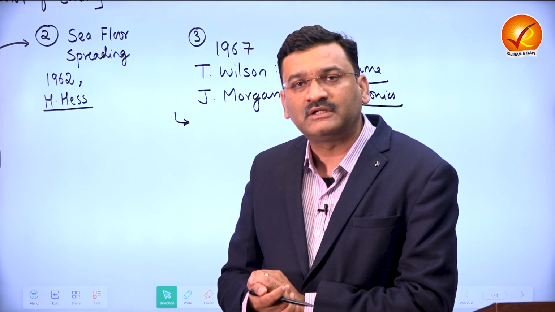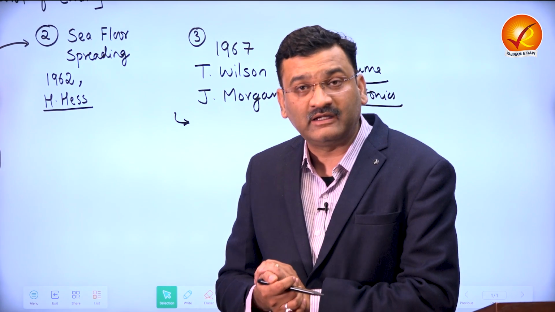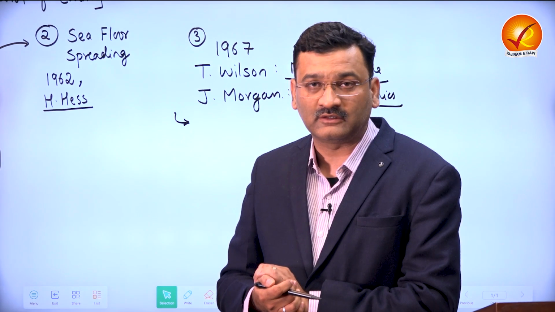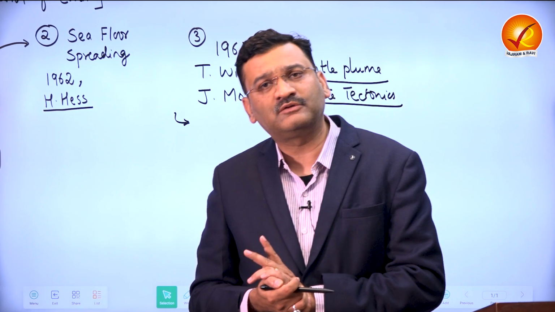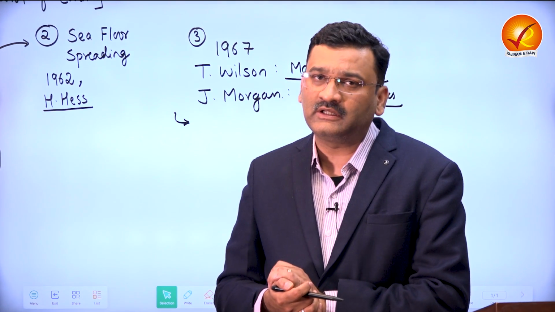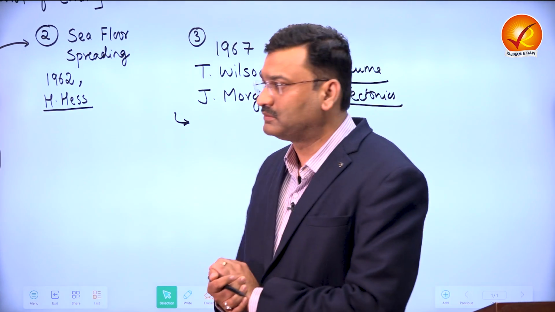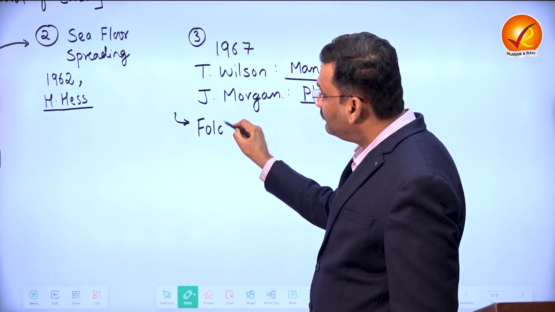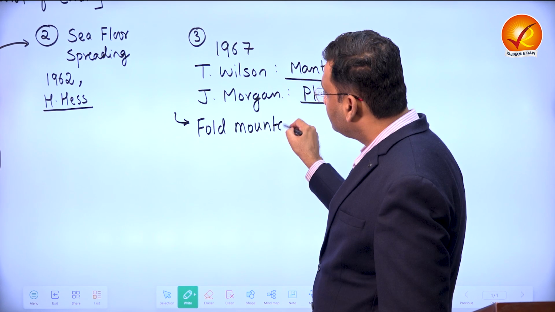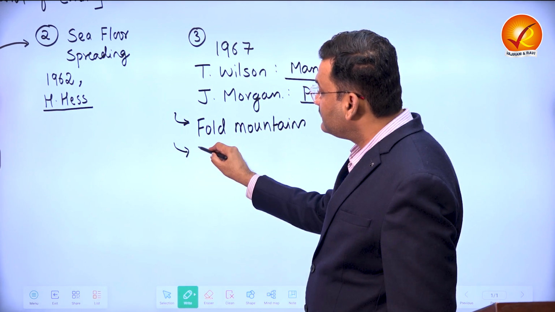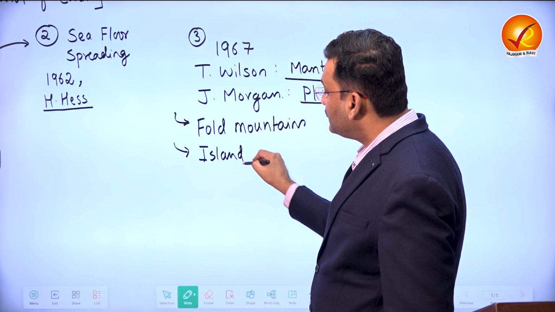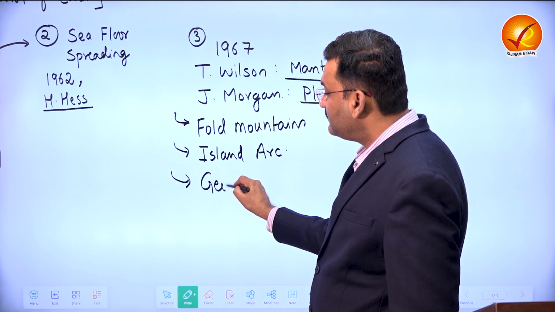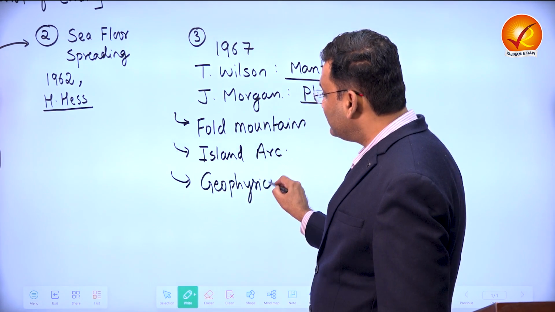Plate tectonics is considered the most scientific and valid explanation for the surface configuration of the earth. It is not only restricted to the first order landform. Plate tectonics explains other features also, like the formation of fold mountains, and it also explains the arrangement and distribution of island archipelagos. It also explains the distribution of the geophysical phenomenon.